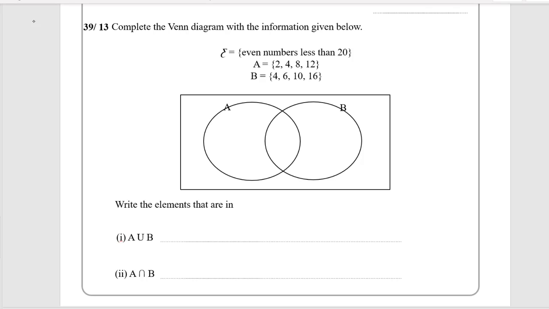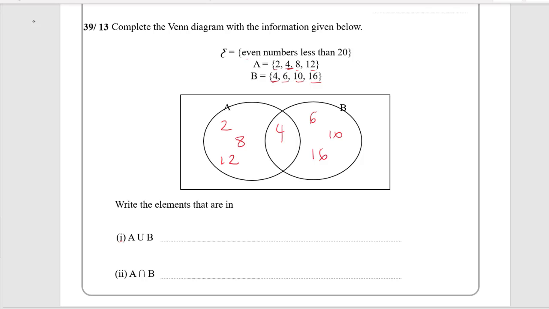Okay, so let's have a look at what is common between A and B. So we have 4 here and 4 here. So they both have 4 in common, so that goes in the middle. And nothing else is common. So we've got 2, 8, and 12 belongs to A. And 6, 10, and 16 belongs to B.